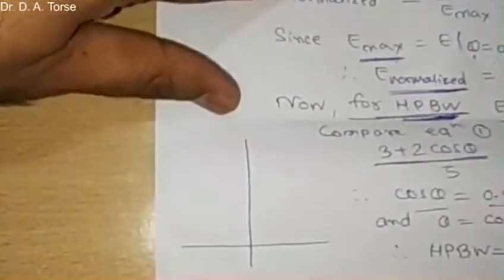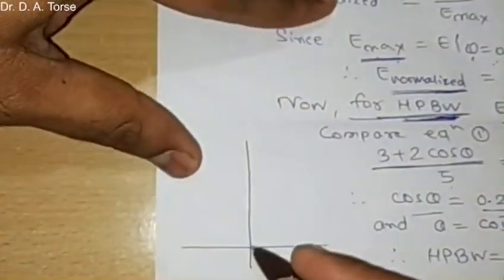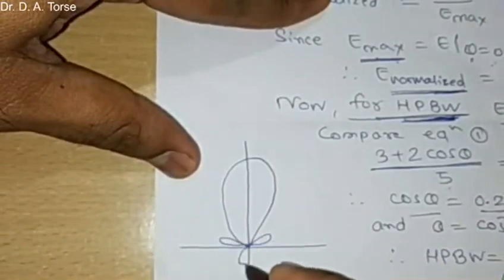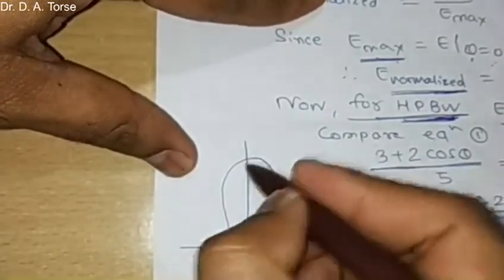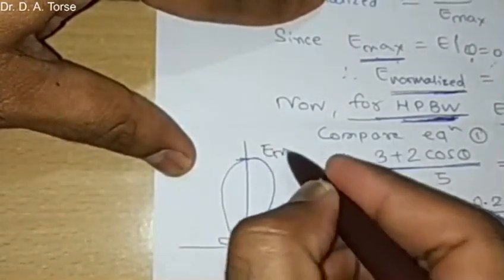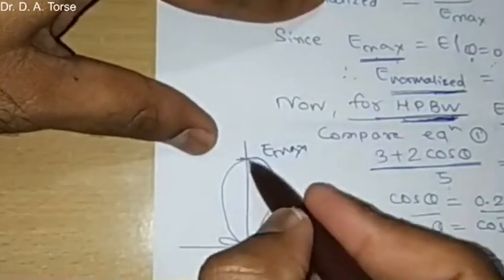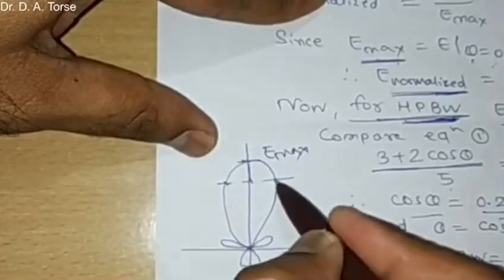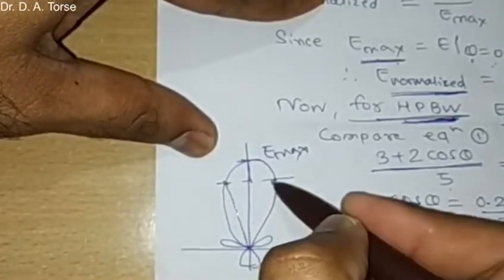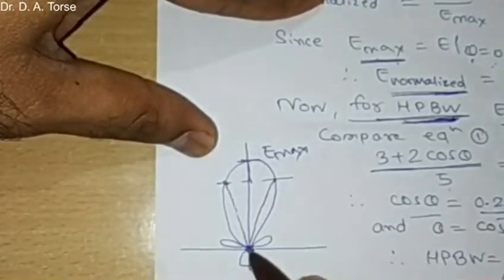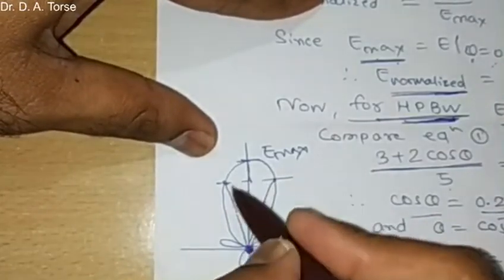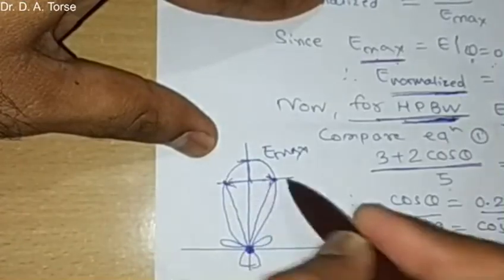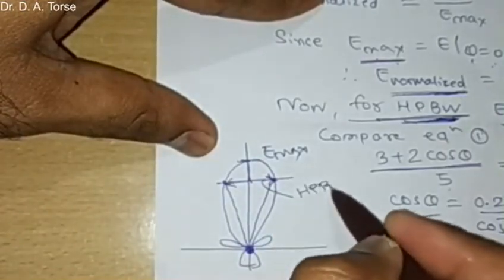Now if you have seen the pattern video carefully, this is a major lobe of pattern, and these are minor lobes, and this is back lobe. So this is the maximum value of electric field. 3 dB below it, somewhere here, we get these 2 points, and when we join these 2 points with the center where the antenna is placed, this distance is known as HPBW.